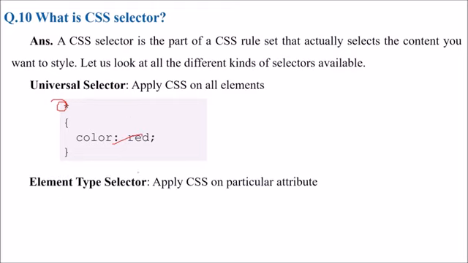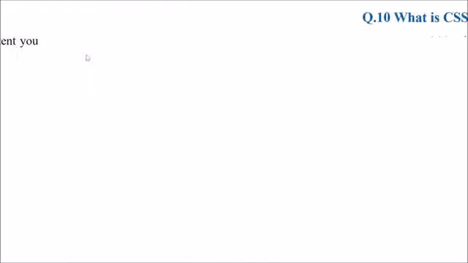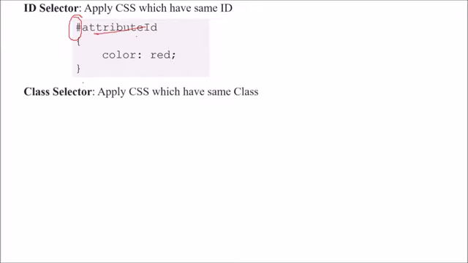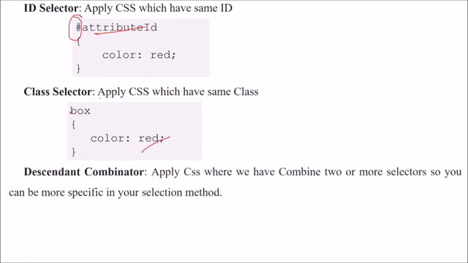Element type selector. This applies CSS to a particular element, like this unordered list. All the unordered lists will be colored red. Then ID selector. This applies CSS to elements having the same ID. For example, you take hash and the ID name. Then the class selector, for that you use this box. Say box is your class, and you can just select the class and give the styling.